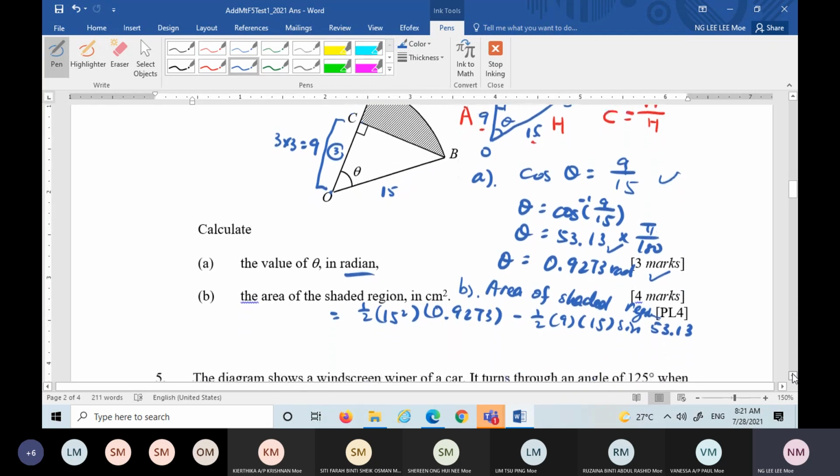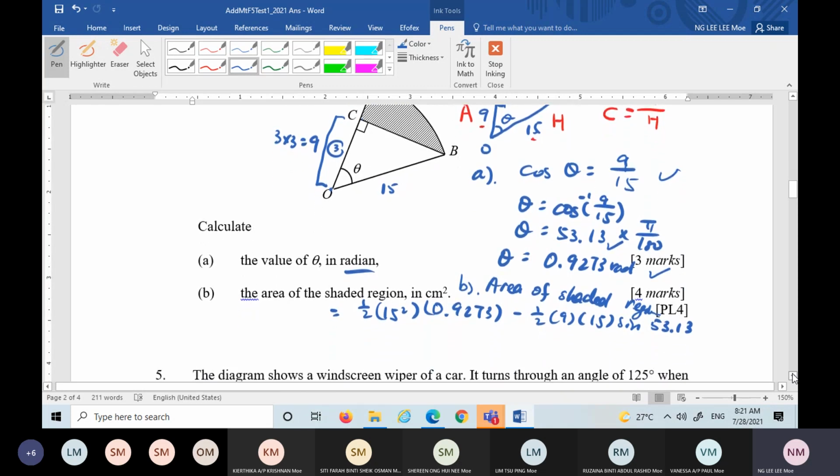So you see, I never change my calculator mode to radian, but I have to be careful where I have to use the angle in radian, and where I have to use the angle in degree. I have to be careful. So you just press the calculator, then you will get the answer. This is 50.32. Some of you get 50.34 also.